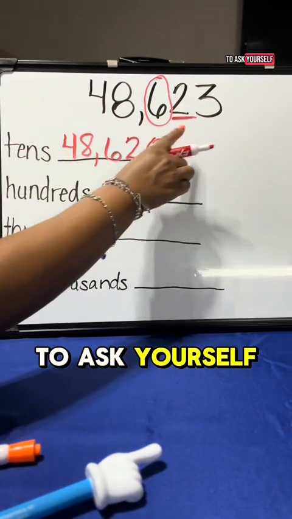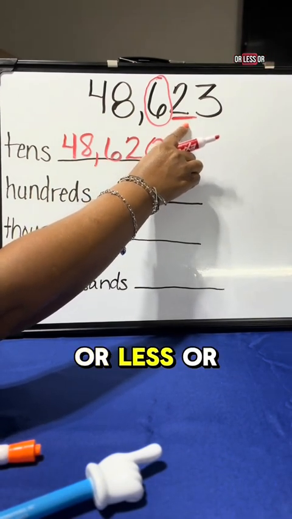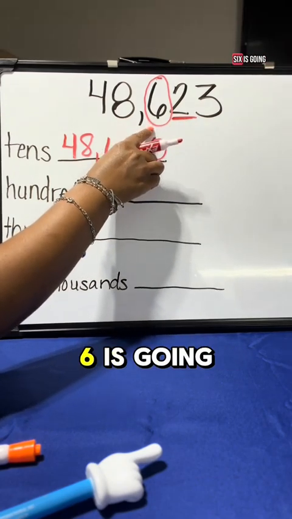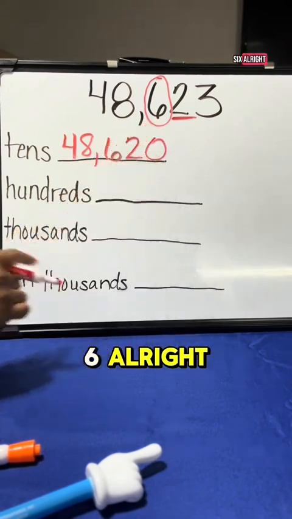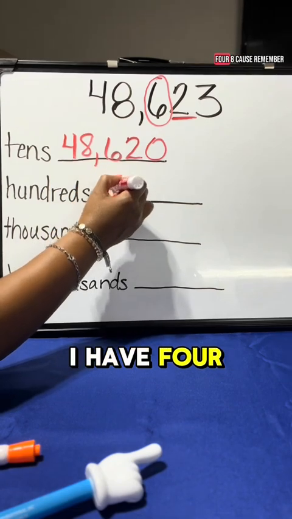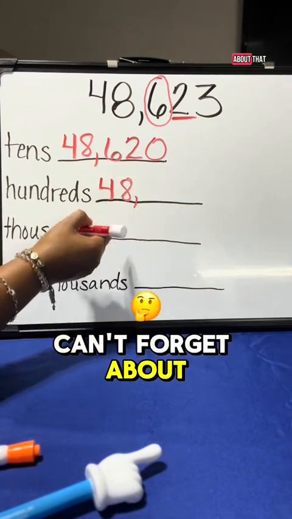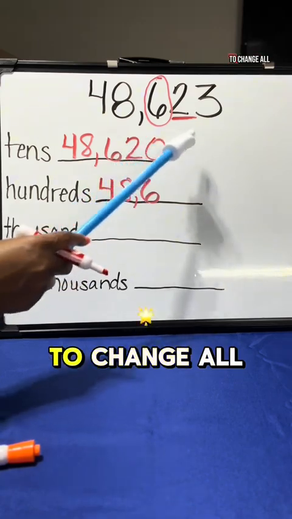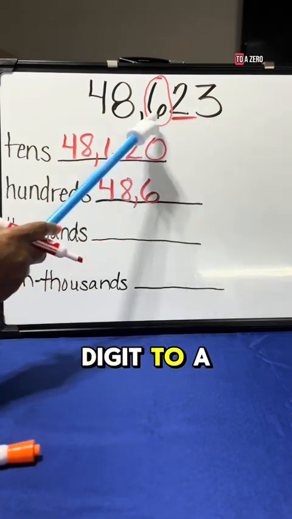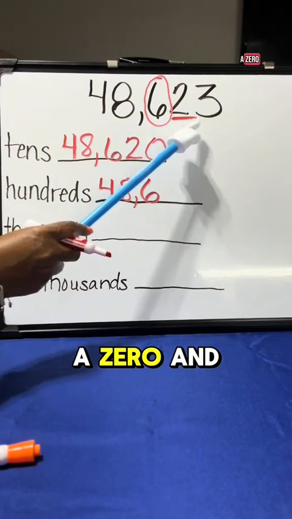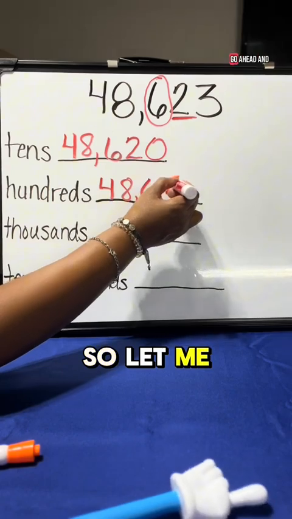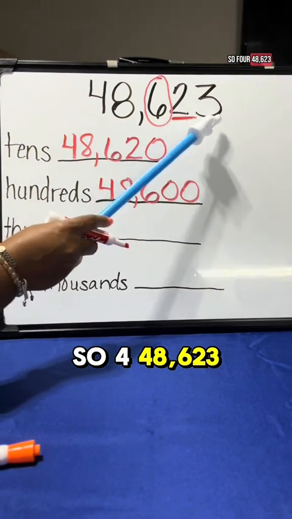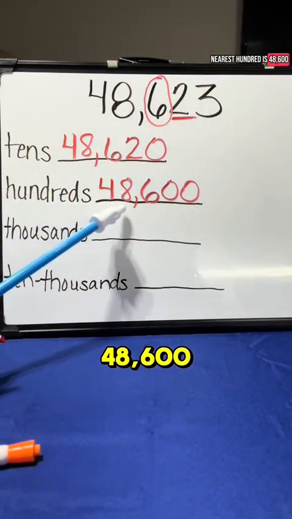Step 3 says to ask yourself, the digit that we underline, is it 4 or less or 5 or more? The digit that we underline is 4 or less, so that tells us that this 6 is going to stay a 6. All right, so I'm going to go ahead and write that. So I have 4, 8, because remember, we can't forget about that. The 6 is going to stay a 6. All right, and then the last step says to change all digits after the circle digit to a 0. So this 2 is going to become a 0, and this 3 is going to become a 0. So let me go ahead and write that. So 48,623, rounded to the nearest 100, is 48,600.